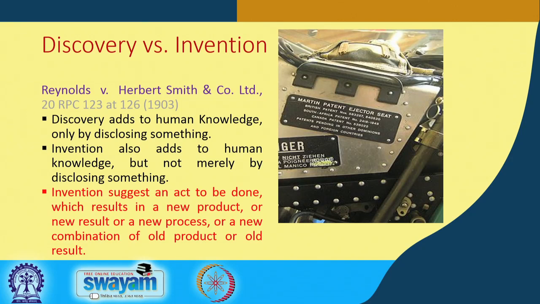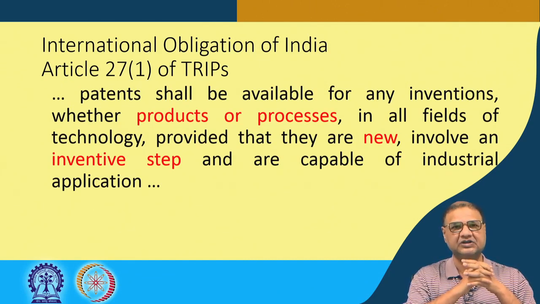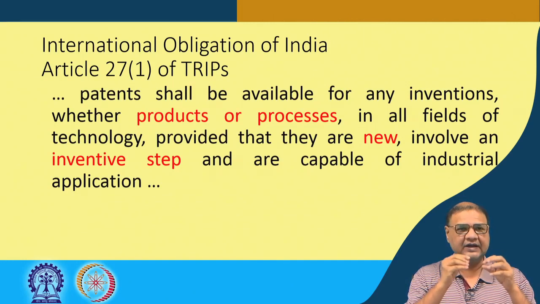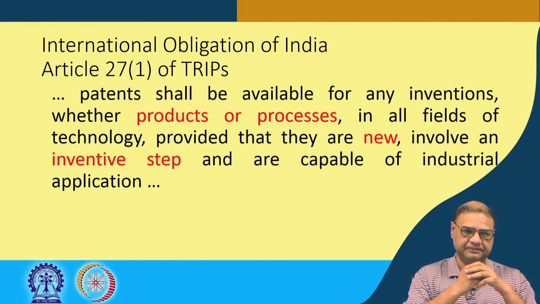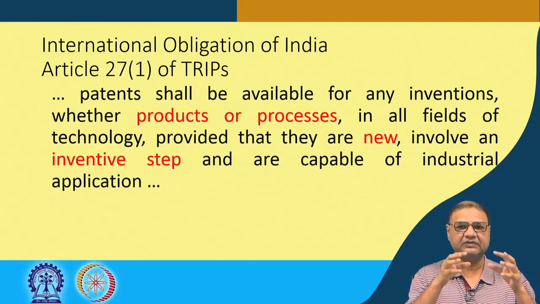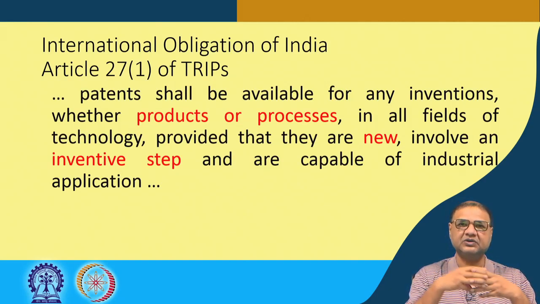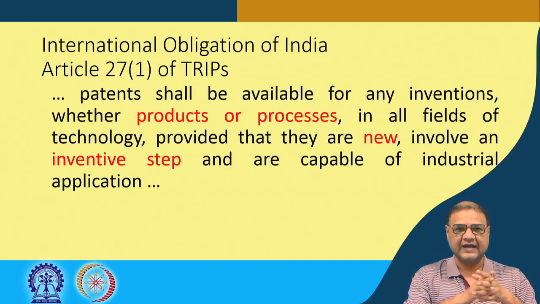Now, the legal provision in India is governed by the international obligations of India. India is a member of the World Trade Organization. The WTO treaty came into existence on 1st January 1995, and prior to the WTO, the GATT system was in existence since 1947. This WTO agreement deals with intellectual property, and there is an annexure to the WTO agreement called Trade Related Aspects of Intellectual Property Rights, which forms Annexure 1C to the WTO agreement.